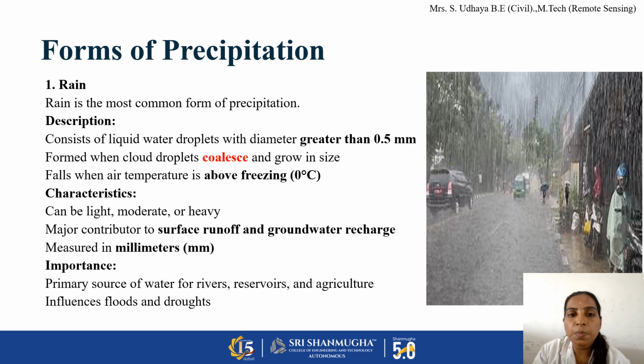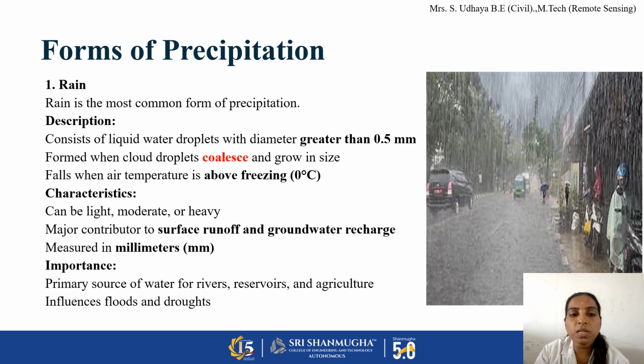And at a temperature above freezing, rainfall occurs. Okay, so the main characteristics of rainfall: it can be of light intensity, moderate or heavy intensity. And rainfall is one of the major contributors to the surface runoff as well as groundwater recharge. Generally rainfall is measured in the unit called millimeter.